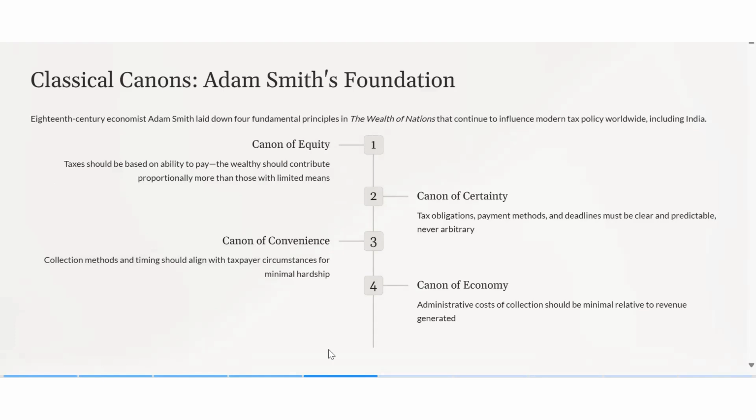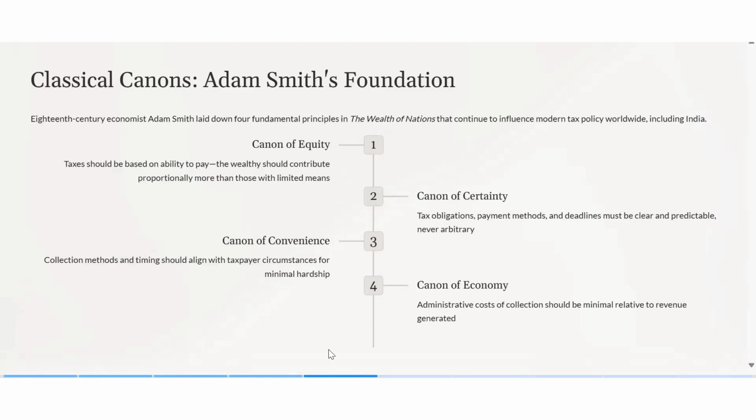Second is canon of certainty. Tax obligations, payment methods, and deadlines must be clear and predictable, never arbitrary. I believe everyone must be knowing about tax matters. There is a PAN card in India. There are tax slabs when it comes to paying taxes and filing your ITR, income tax returns.